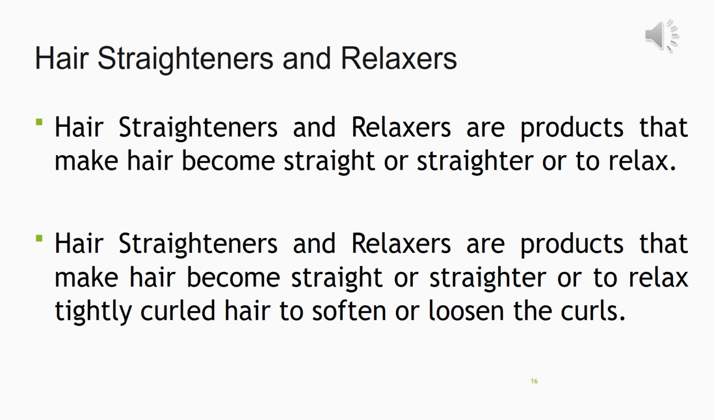Hair straighteners and relaxers are the products that make the hair become straight or straighter, or to relax. They relax the tightly curled hair, they soften it, they loosen the curls. So hair straighteners and relaxers are basically used to straighten the curls, to relax them, to loosen the curls. They are the products which make the hair straight.